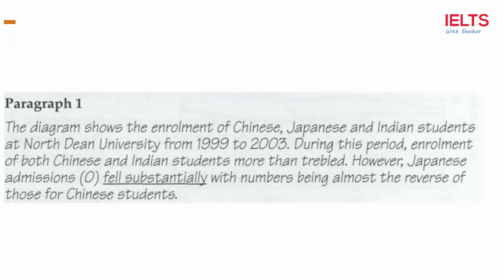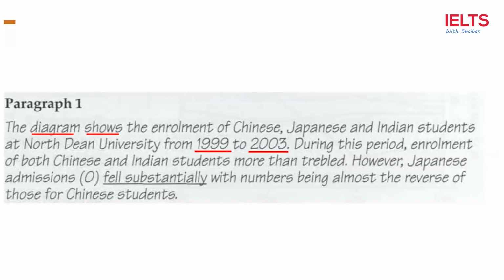The writer used the diagram, so he changed some of the words: Chinese, Japanese, Indian students at Northern University from 1999 to 2003. And we can say this is a good rephrasing. Then, what comes next is the general overview.